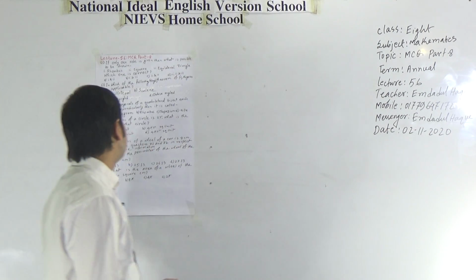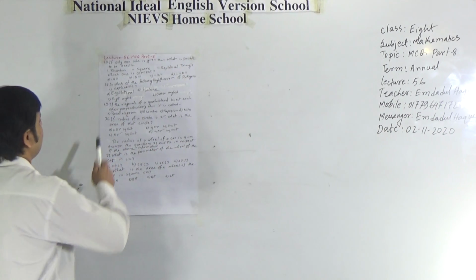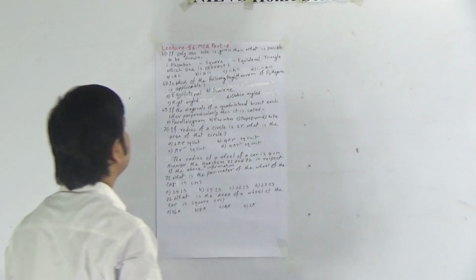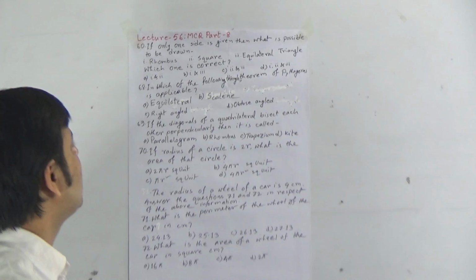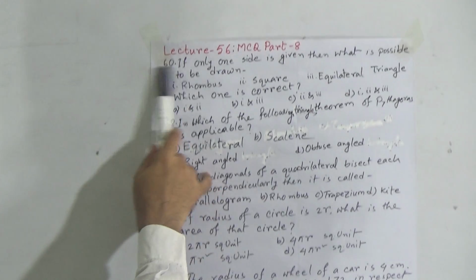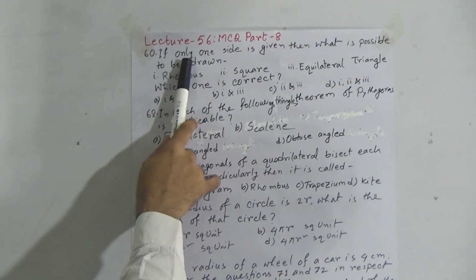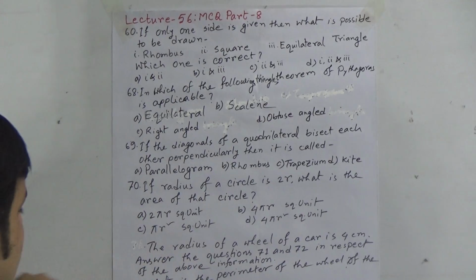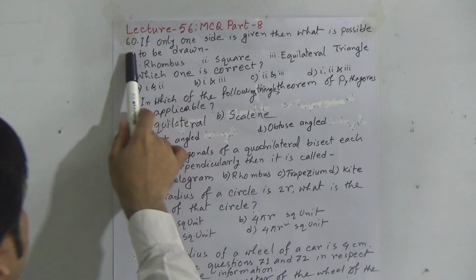Dear students, when I have solved the problems, it means that M.C.Q. 1 up to 67, I missed to solve the question 60. For this I have written question 60 at first, then I have started from 68. Okay, dear students, now see question 60.